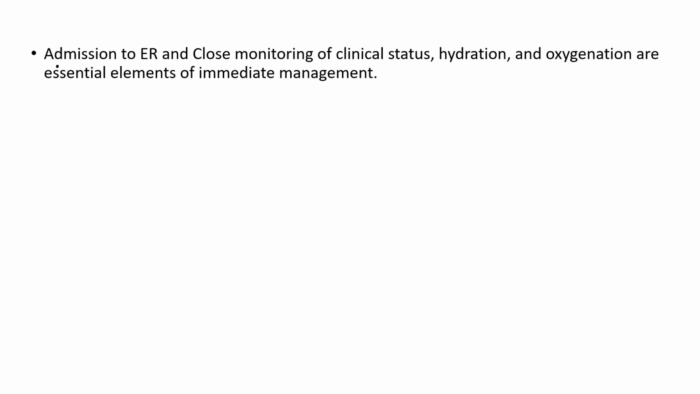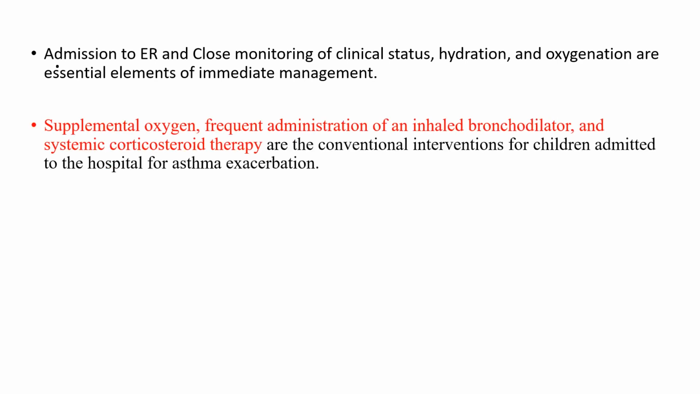Admission to the emergency room and close monitoring of clinical status, hydration, and oxygenation are essential elements of immediate treatment. Supplemental oxygen, frequent administration of inhaled bronchodilators, and systemic corticosteroid therapy are the conventional interventions for children admitted to the hospital for asthma exacerbation.